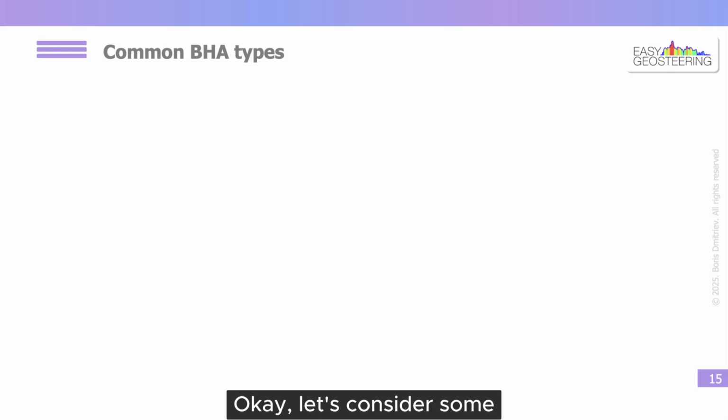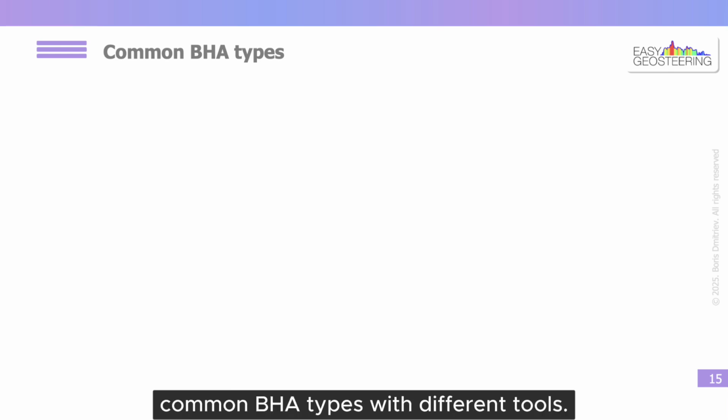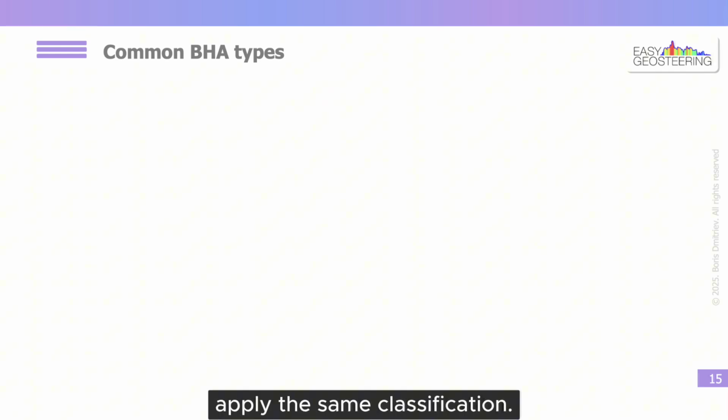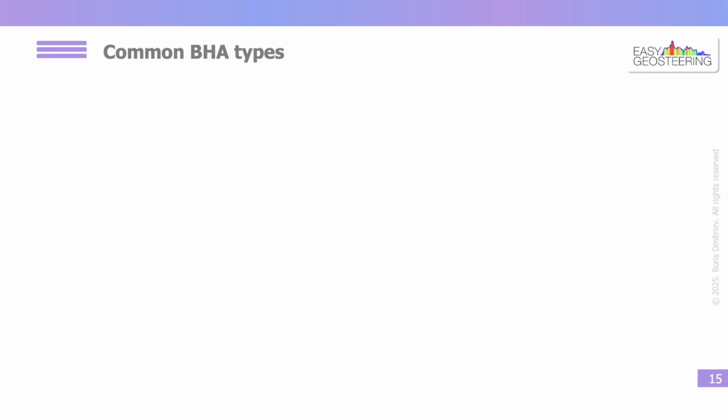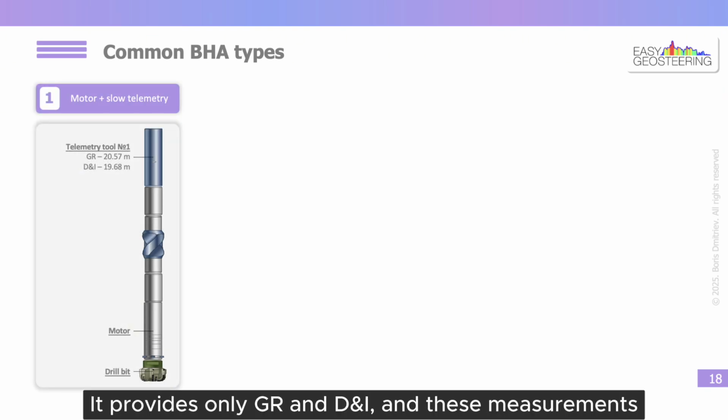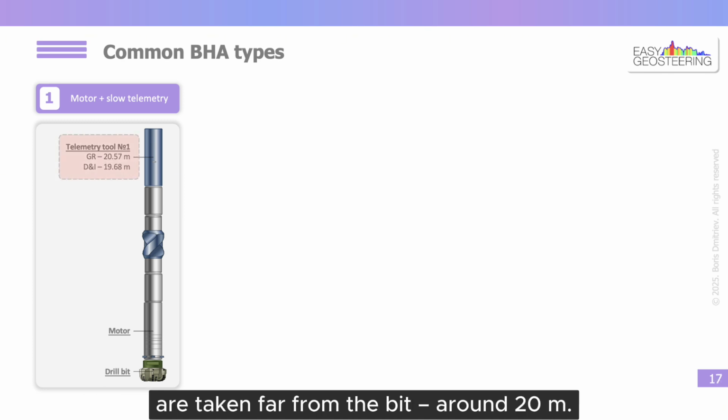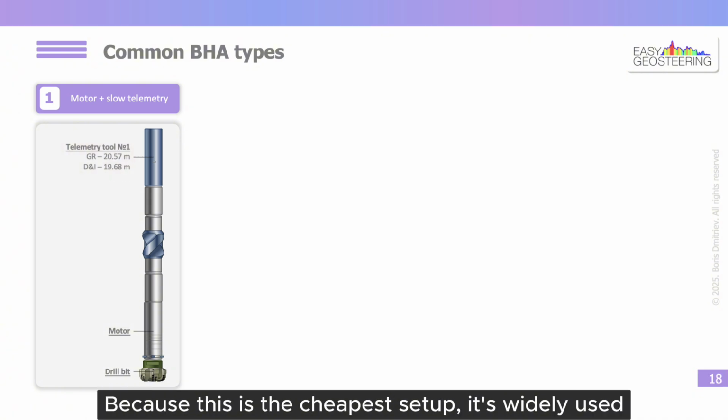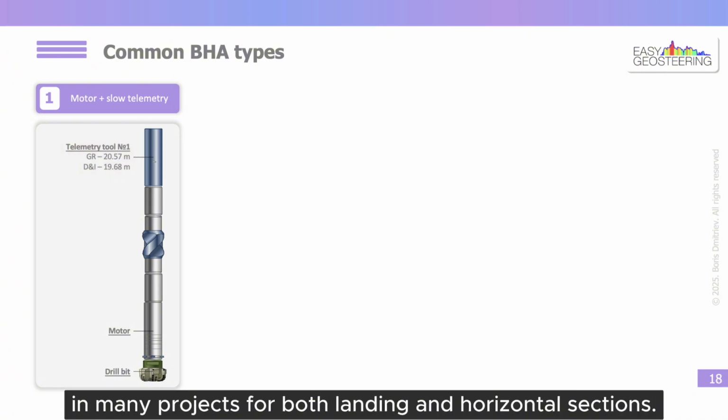Okay, let's consider some common BHA types with different tools. In video number 10, we explore the three main types of mud pulse telemetry, and here we will apply the same classification. The first option is a mud motor with slow telemetry. It provides only gamma ray and DNI, and these measurements are taken far from the bit, around 20 meters. Because this is the cheapest setup, it is widely used in many projects for both landing and horizontal sections.